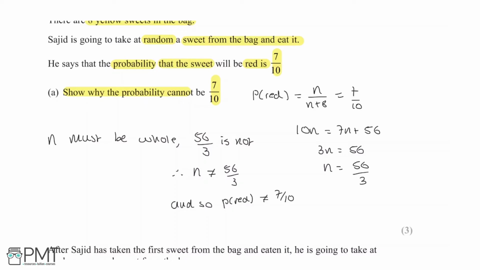So this part is worth 3 marks. The first mark comes from stating that the probability of a red algebraically is n over n plus 8. Second mark comes from expanding this, so solving this fraction to remove it to get this. And third comes from getting that n equals 56 over 3 and writing a conclusion.